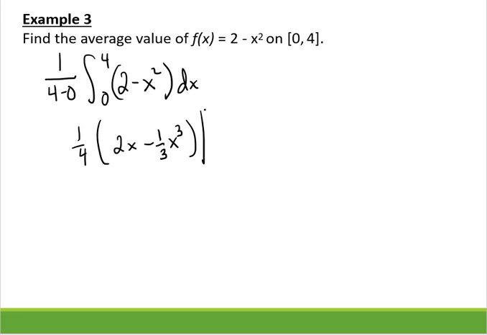So I put in 4 and I get 8 minus 4 to the third power, which is 64 over 3. Minus, if I plug in 0, I get 0. I still want you to plug it in. Please just trust me on this.